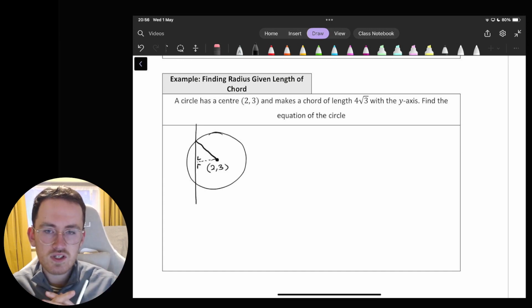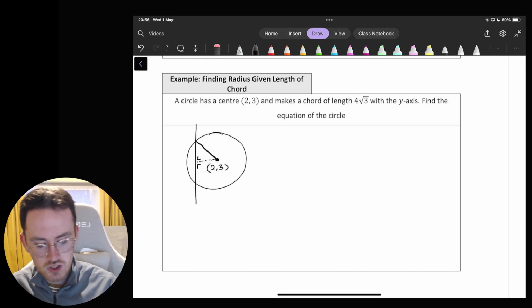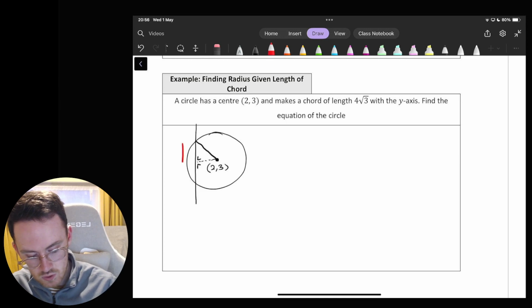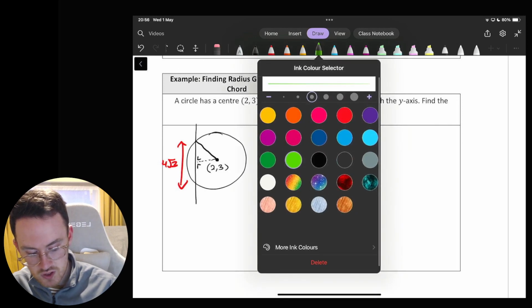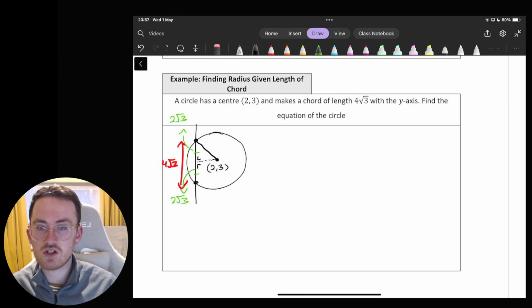But what I'm using here is that the centre and that line from the centre to the chord will bisect the chord. So since I know this chord has an overall length of 4√3, I can use that to my advantage here and say that because it's going to be bisected, this part here is going to have a length of 2√3, as is this part here. So these two parts of my chord, between those points of intersection with the circle, will both have a value of 2√3.